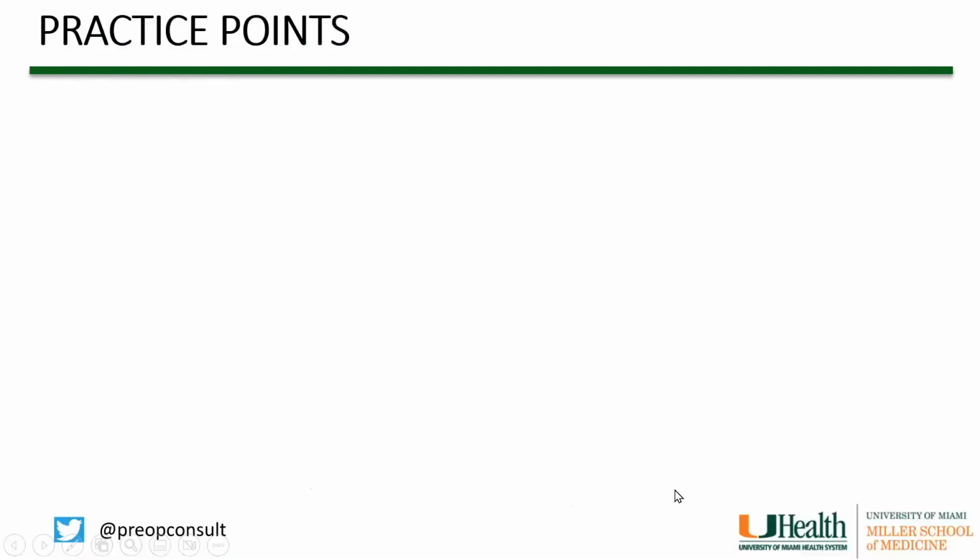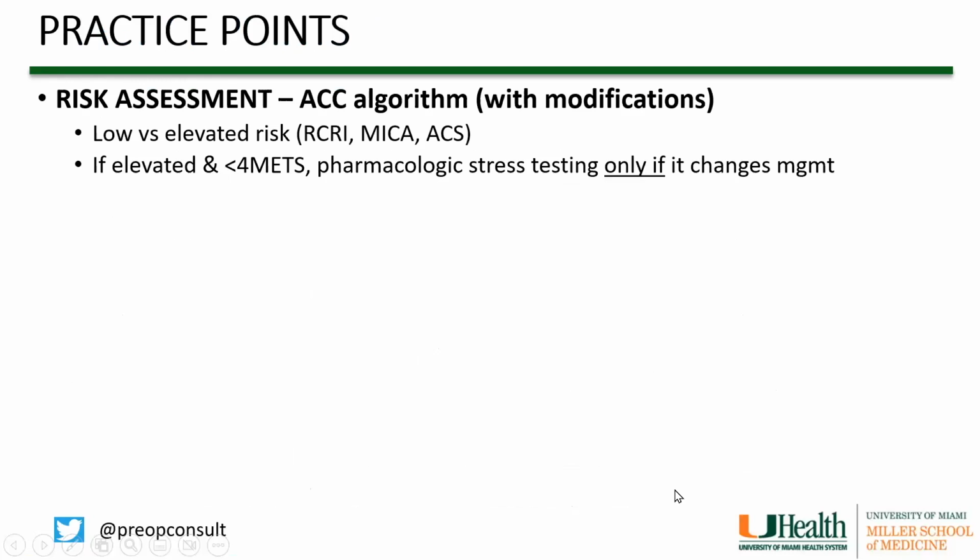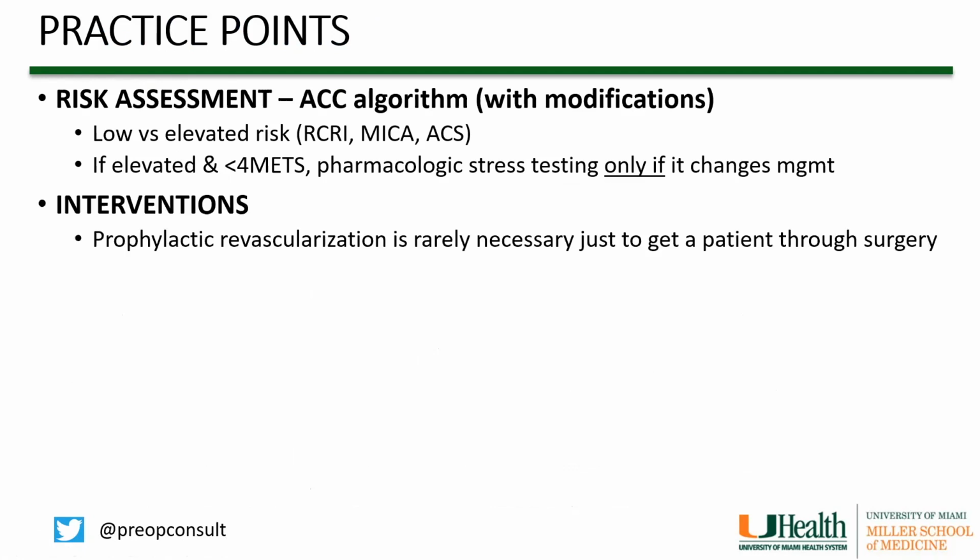So to summarize what we talked about today, for risk assessment, use the ACC algorithm with modifications that I suggested. Separate patients into low versus elevated risk using one of the calculators. If they're at elevated risk and can't do 4 METs, then consider pharmacologic stress testing, but only if the results change management. For interventions, prophylactic revascularization is rarely necessary just to get a patient through surgery. So if you weren't going to do it if they didn't have surgery, you probably don't need to do it.